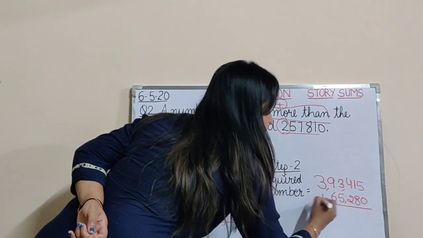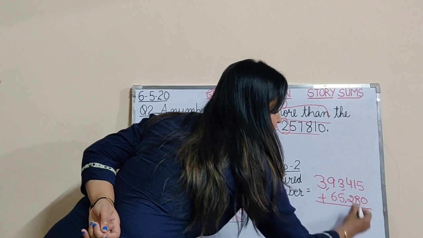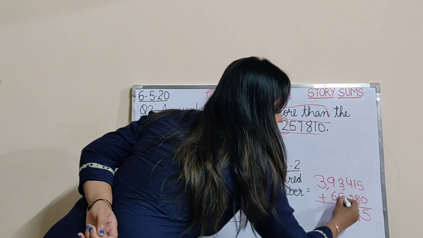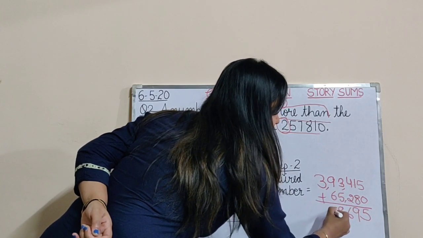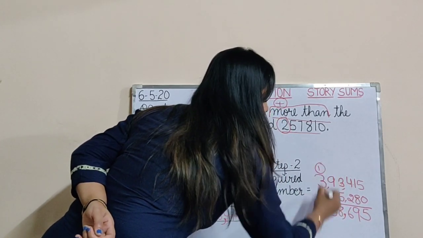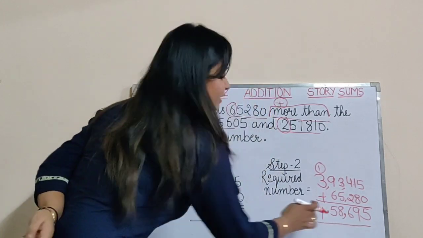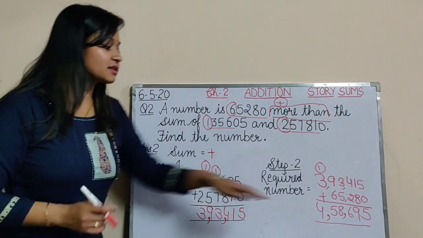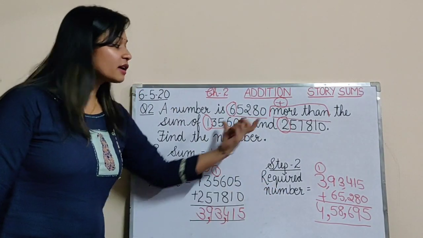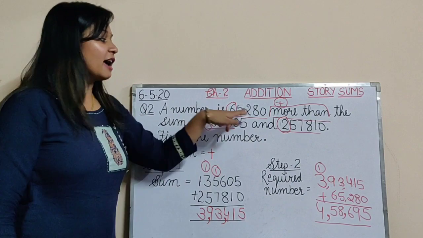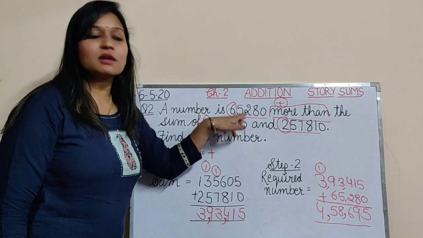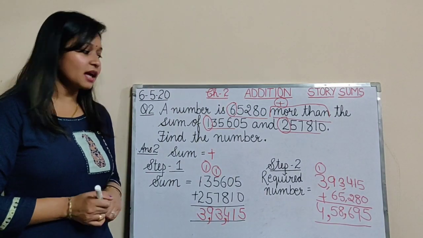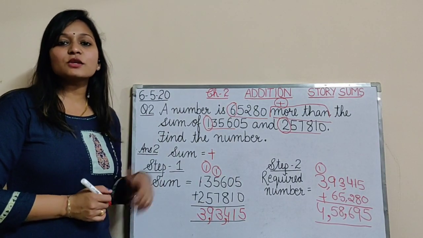So let's check what is the required number. 5 plus 0 is 5, 1 plus 8 is 9, 4 plus 2 is 6, comma, 3 plus 5 is 8, 9 plus 6 is 15, comma, and 1 plus 3 is 4. So our required number is 4,58,695. How we have taken? First we have done sum of these two and then added the given number which is more. So we have added this number. So my answer is 4,58,695.